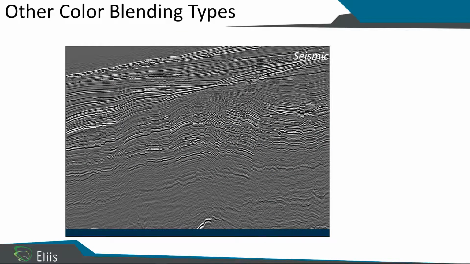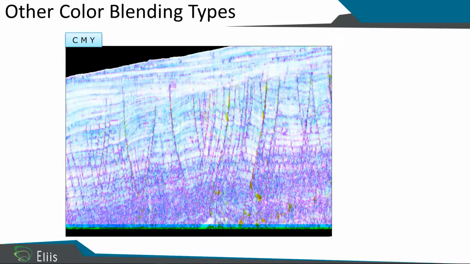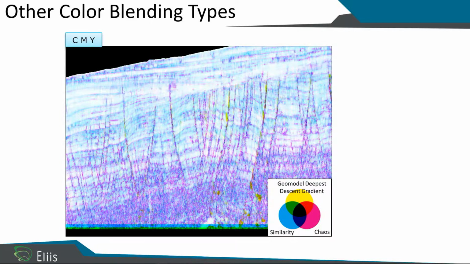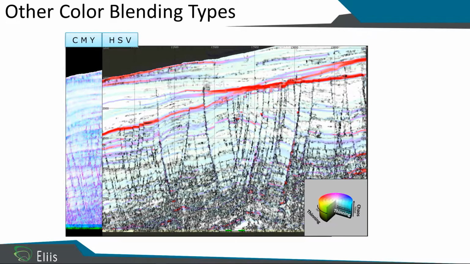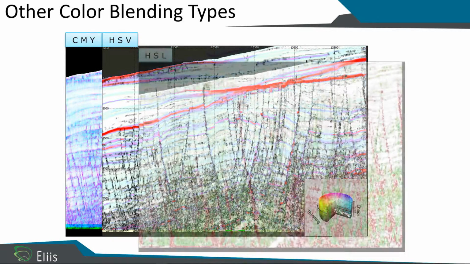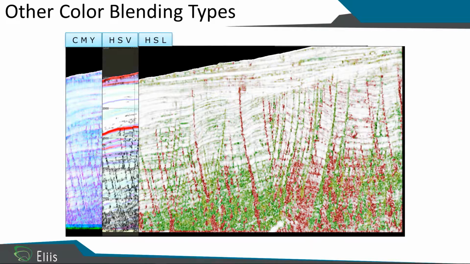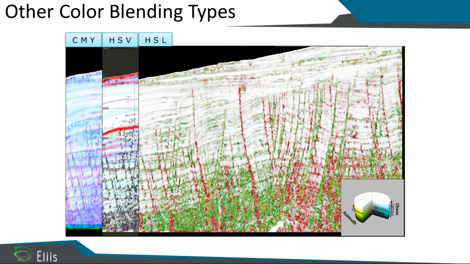We have other kinds of blending, more for structural interpretation, like CMY for cyan, magenta, and yellow. I blend similarity, chaos, and curvature, or HSV. I blend the dip and the chaos, or HSL, with the chaos and the azimuth.